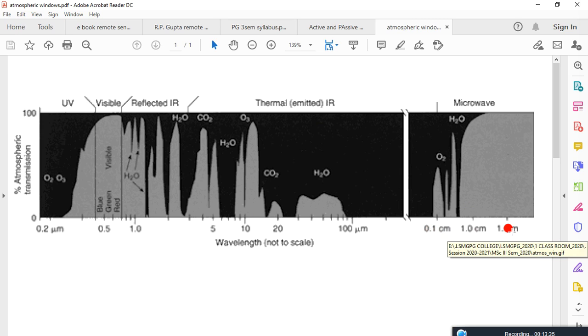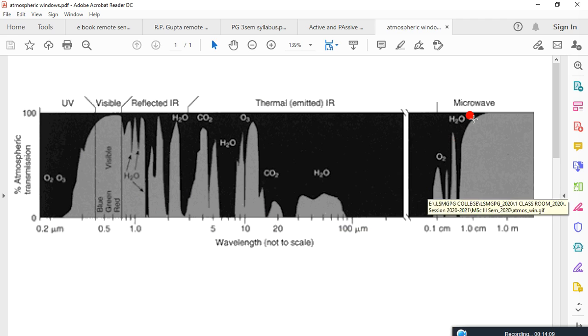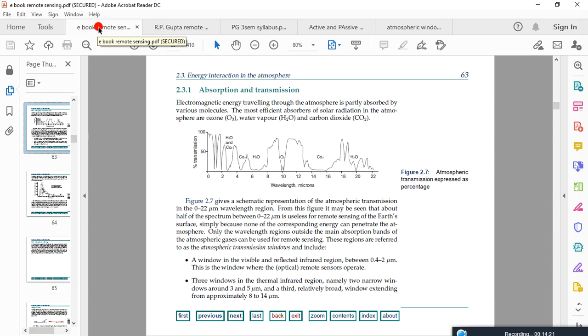Okay, so these are three atmospheric transmission windows. Let us revise once more. The first one is the optical window, which has the visible and the reflected infrared. It goes from 0.4 to 2 micrometer. Then is the thermal infrared. It has three windows in it. The narrower ones are at 3 micrometer and 5 micrometer, and the one with the larger wavelength lies between 8 to 14 micrometer. The third one is the microwave window, which lies from 1 mm or 0.1 centimeter, and beyond that. So these are various atmospheric transmission windows, right?